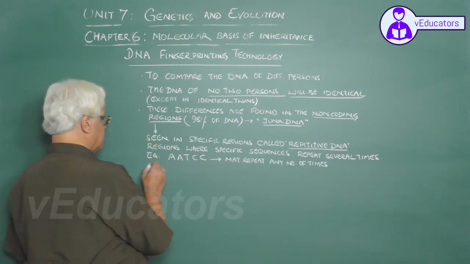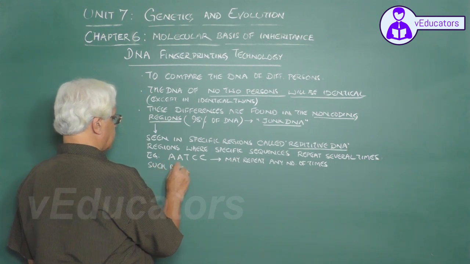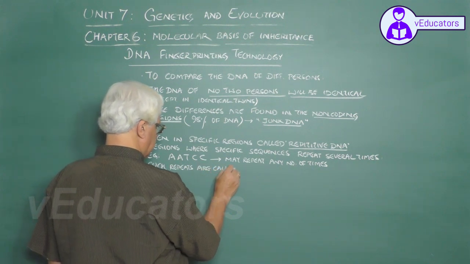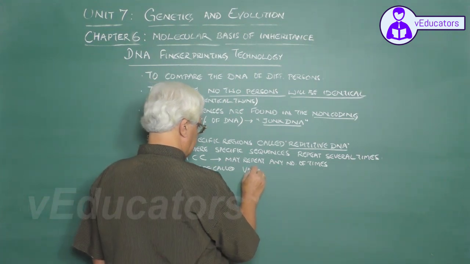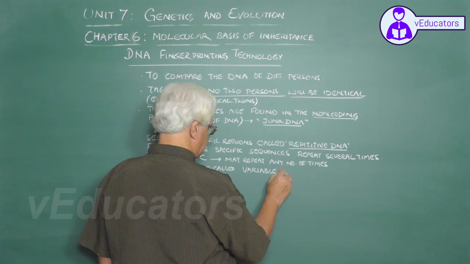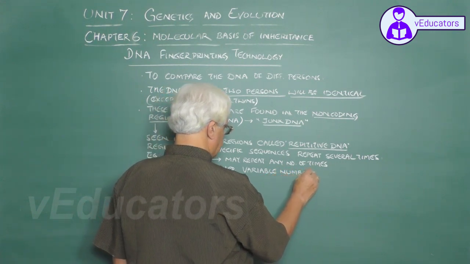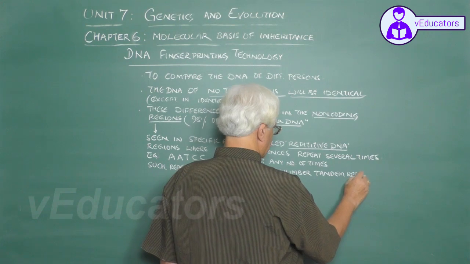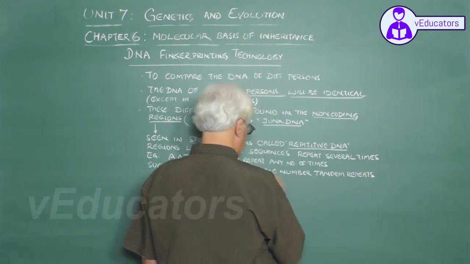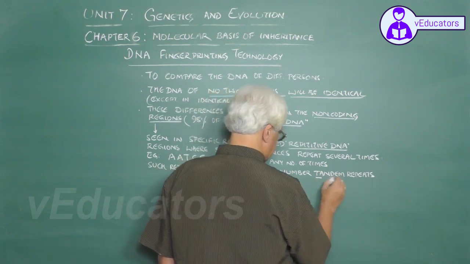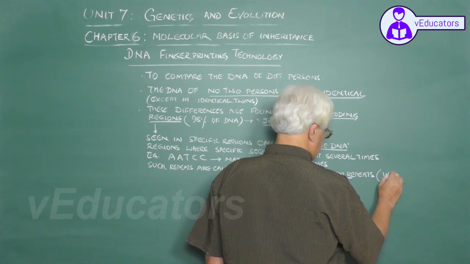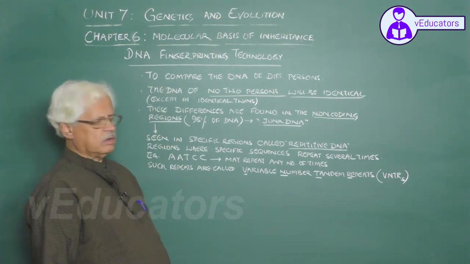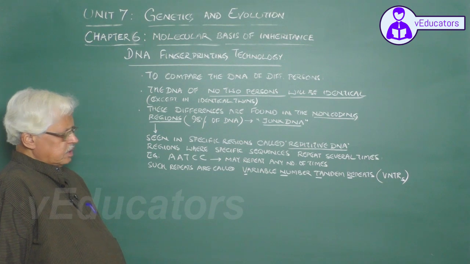Therefore, such repeats are called variable number tandem repeats, commonly abbreviated as VNTRs.